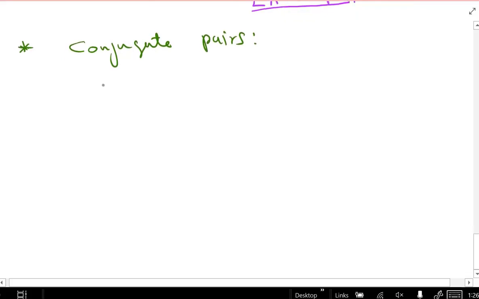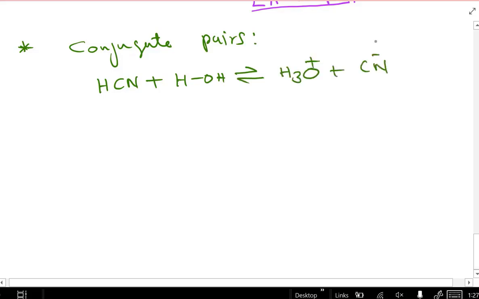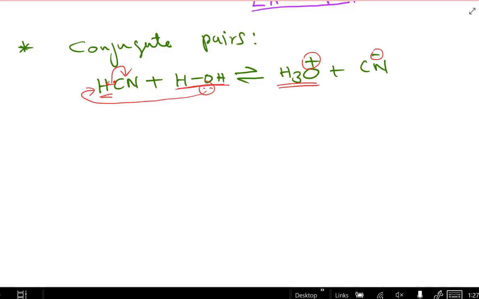Let's see conjugate pairs, conjugate acid-base pairs. When hydrogen cyanide reacts with water, it reacts partially, right? It's an equilibrium, and it will result in hydronium, H3O plus, and cyanide, CN minus. Here, water takes the proton from the hydrocyanic acid, and it forms a hydronium, H3O plus, and releases a cyanide, right? The water and hydronium, there's a relationship.